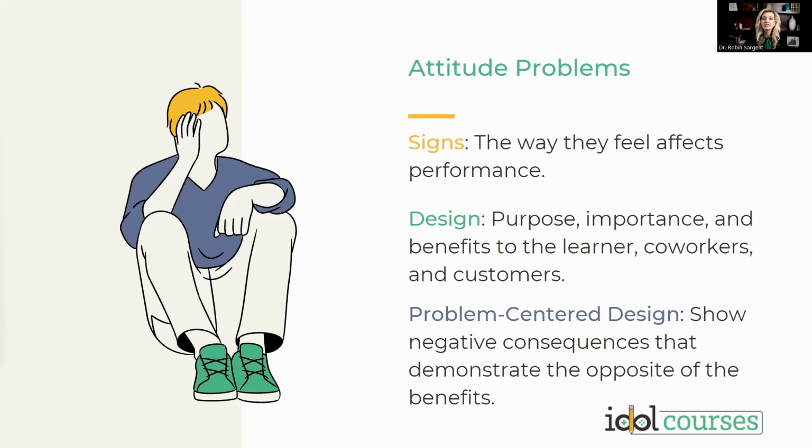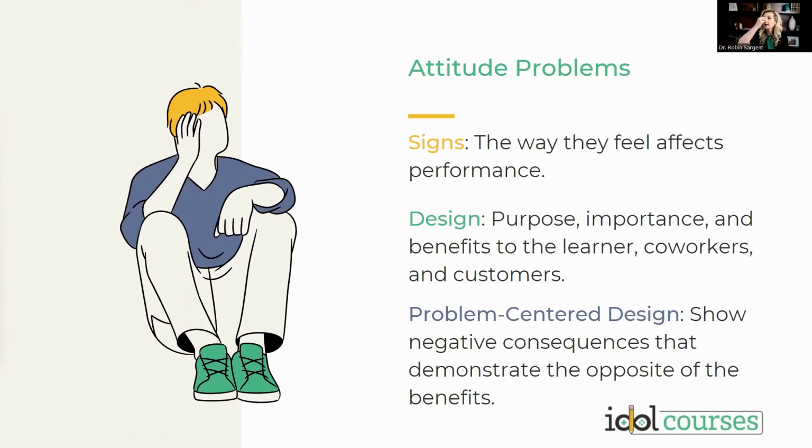And so to design to close this type of gap includes the purpose of the training, the importance and the benefits to the learners, and the coworkers and their customers. How does this behavior that they do affect them, the company, and those around them? And so again, the way to solve attitude problems is another problem-centered design. Show negative consequences that demonstrate the opposite of the benefits.